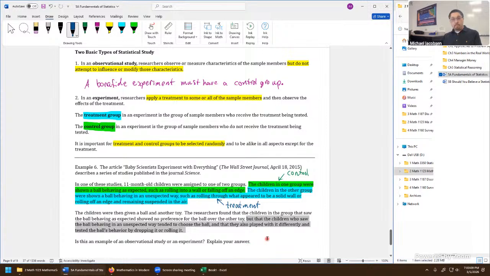They caused a change in the baby's behavior after doing these two different kinds of treatments. So this has all of the hallmarks of experimental design. And it kind of makes sense of what the title is all about. If you show an 11-month-old baby something weird, they're now interested in, they want to investigate this. So here we can say, this is an experiment.